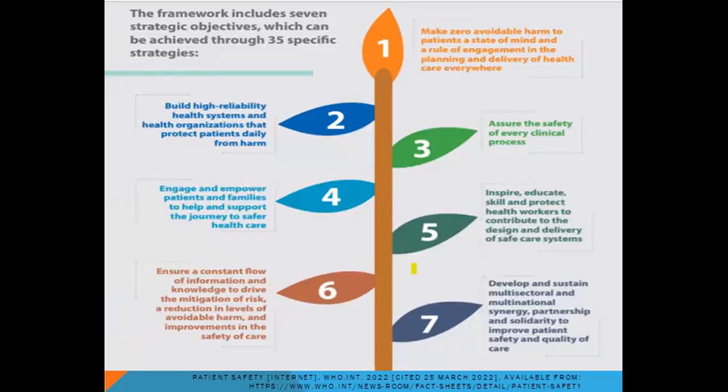The framework actually consists of seven strategic objectives, which can be achieved through 65 specific strategies. As I already mentioned, one is to make zero avoidable harm to patients. Second is build high reliability health systems. Third is assess the safety of every clinical process. Fourth, engage and empower patients and families. Fifth, inspire, educate, skill and protect healthcare workers. Sixth, ensure a constant flow of information. And seven, develop and sustain multi-sectoral and multinational synergy and partnership.